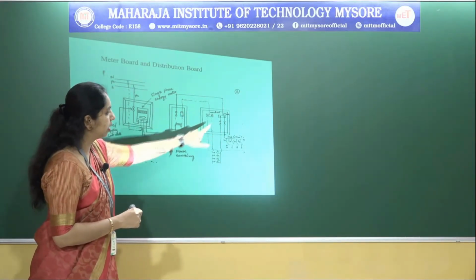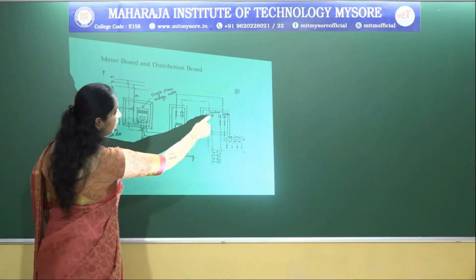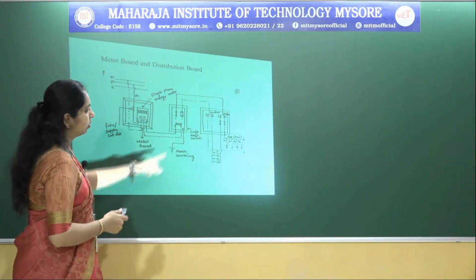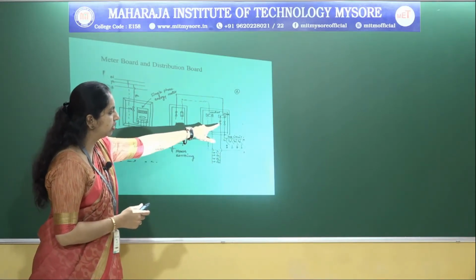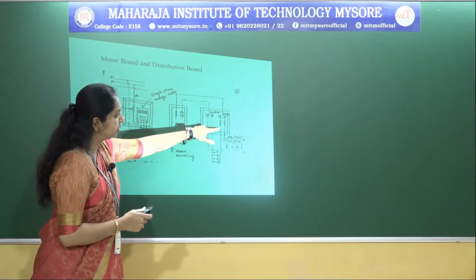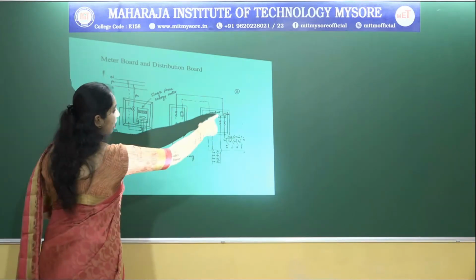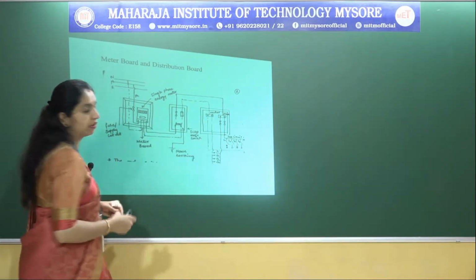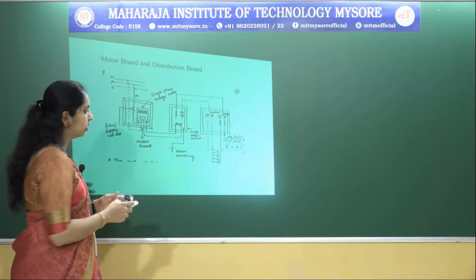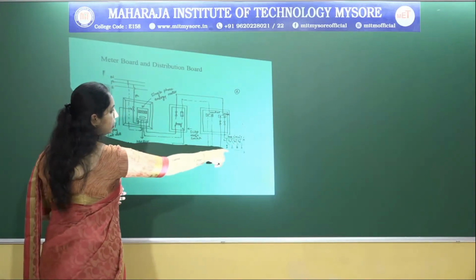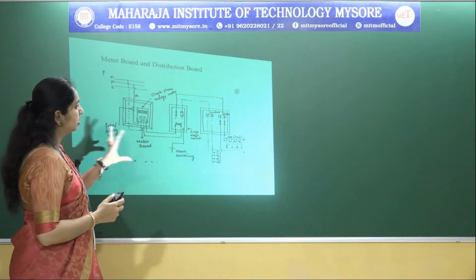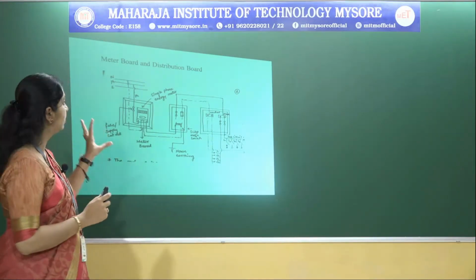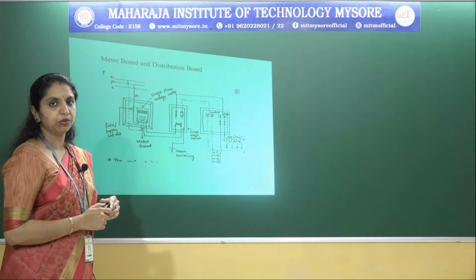From here, as you can see, you have the neutral point and then the phase point. From the neutral point, one is the ground point and another one is the phase point. From this point we can have supply to different places in the building. Assuming this has one block and the other one as another block, this is the overall figure of the meter board and distribution board.